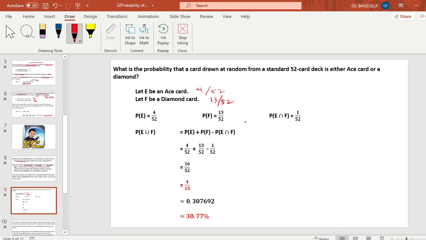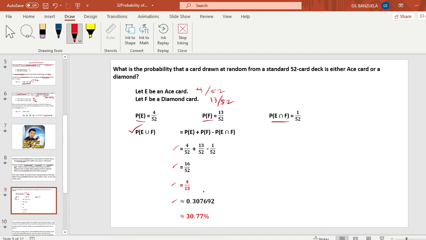Then the intersection between these two events: there is 1 diamond which is an ace, therefore that is 1 over 52. Then we simply use the formula for the union of 2 events, which is equal to the sum of the 2 events minus the intersection between the 2 events. Plugging in the values, we arrive at 4 over 52 plus 13 over 52 minus 1 over 52, which is the intersection between these 2 events. Simplifying, we arrive at 16 over 52. Getting the lowest term, we have 4 over 13.